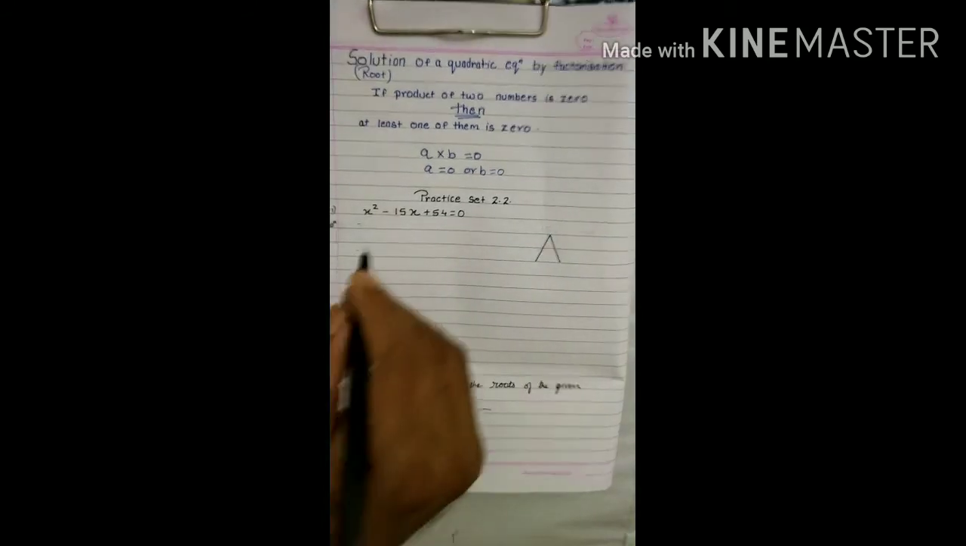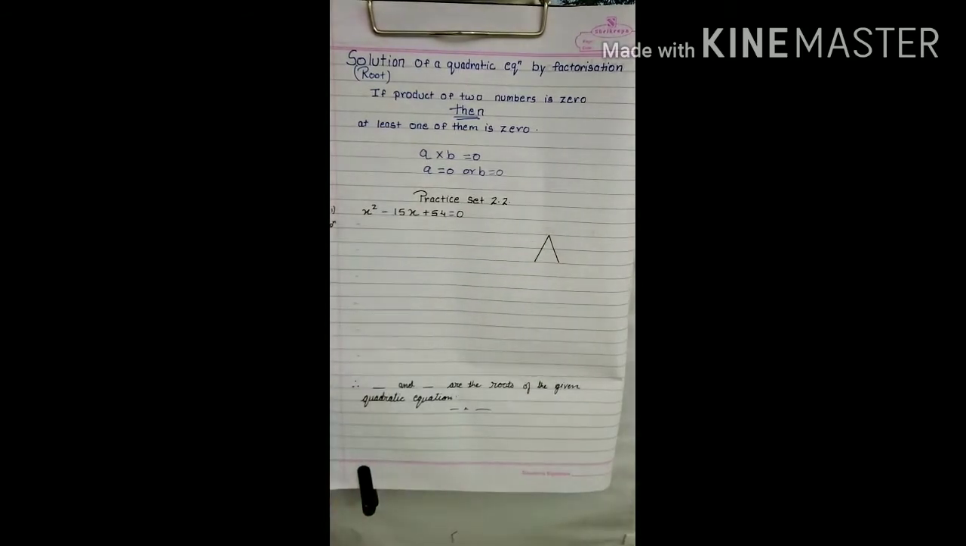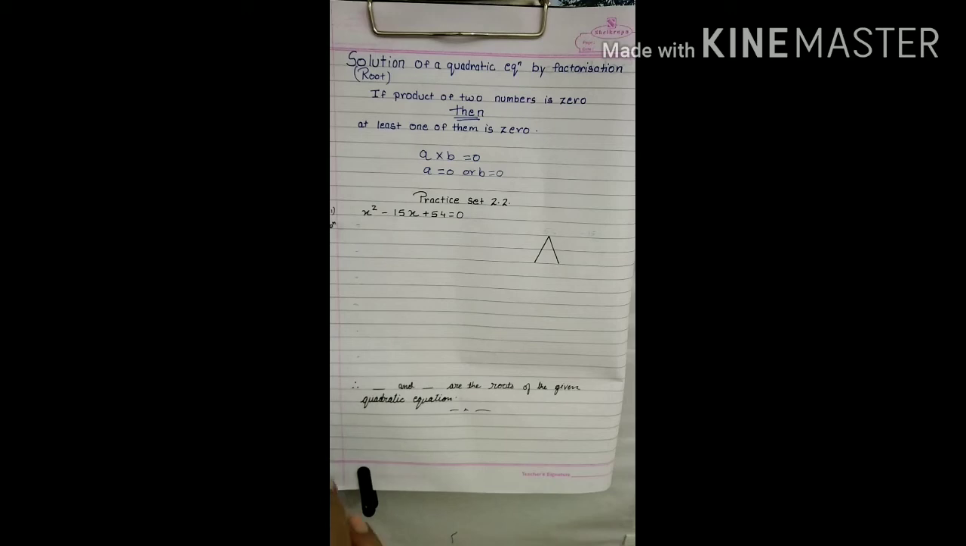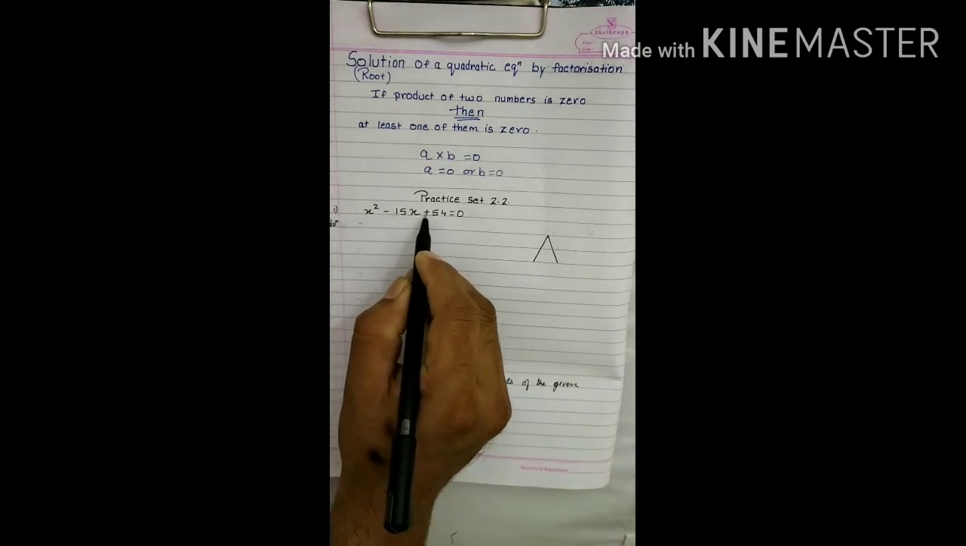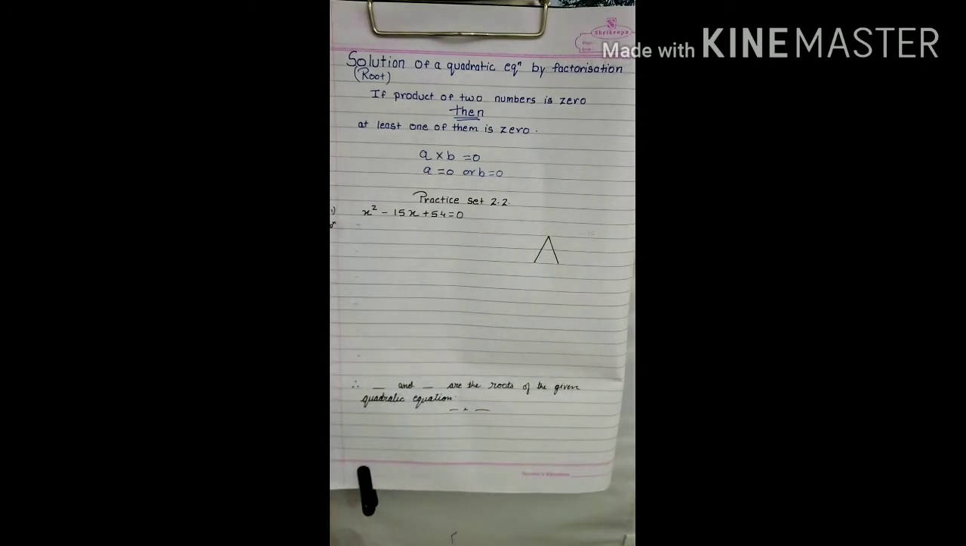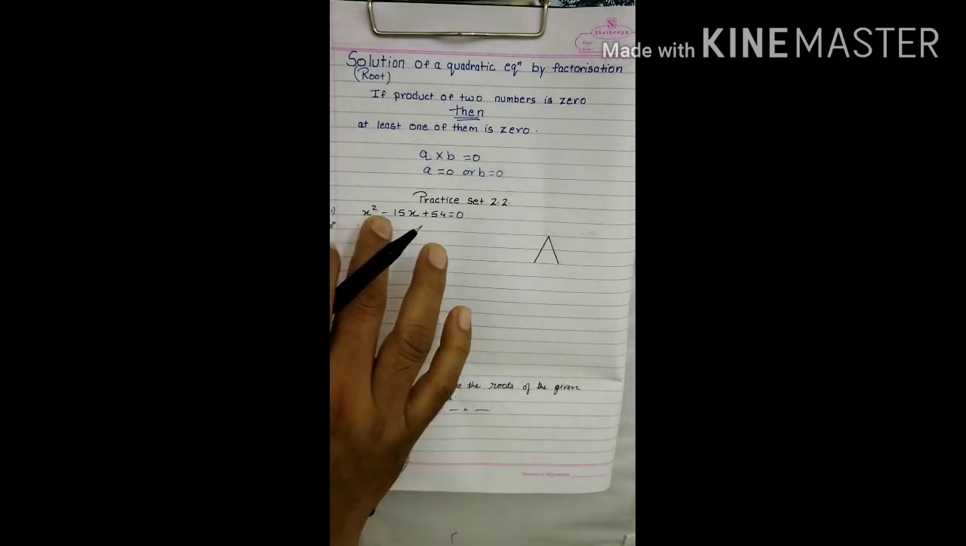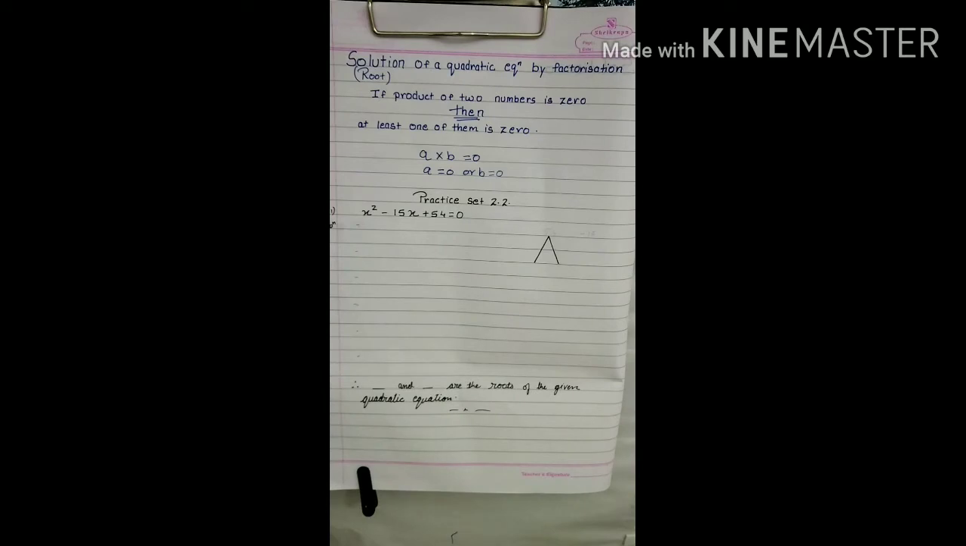Now let us see Practice Set 2.2's first example. This type of example we had solved in our 9th class also. The example goes like this: x square minus 15x plus 54 is equal to 0. We have to find the roots or the solution of this equation.